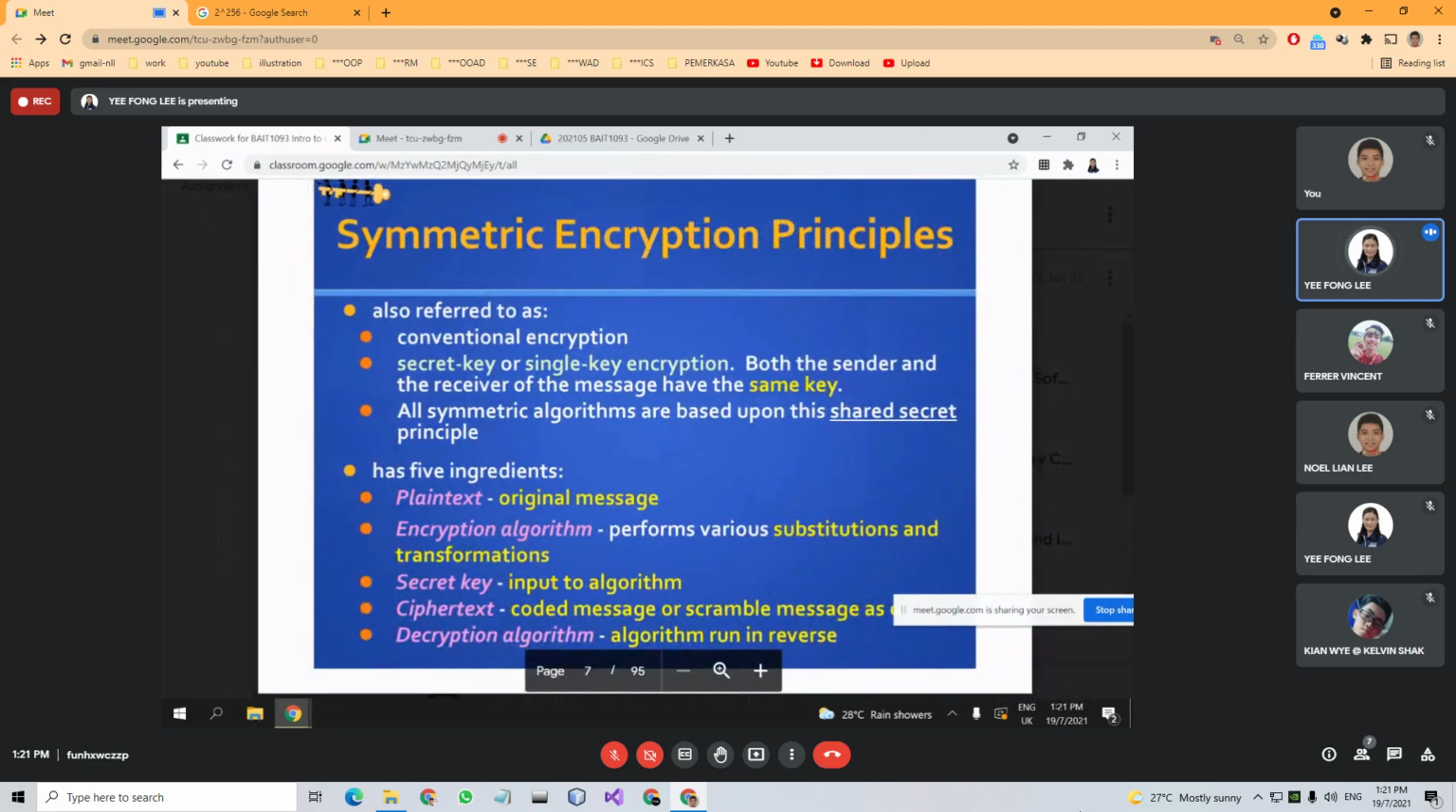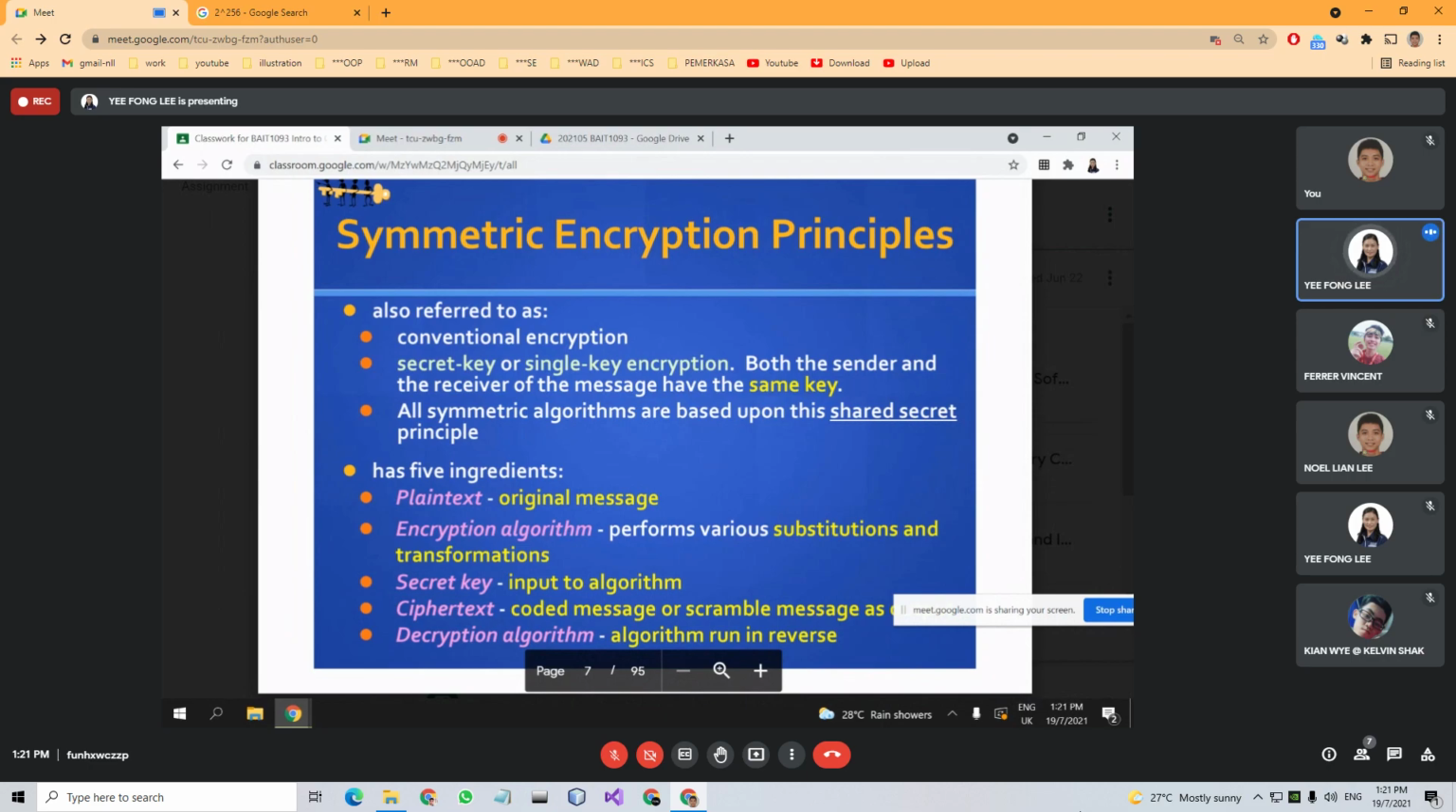Okay, next one we look at here. Symmetric encryption principle, also referred to as conventional encryption. They only use a single key for both sender and receiver. You see, we repeat and repeat again many times, so please make sure you understand the principle. The symmetric algorithm is based on the shared secret principle. They have five ingredients.